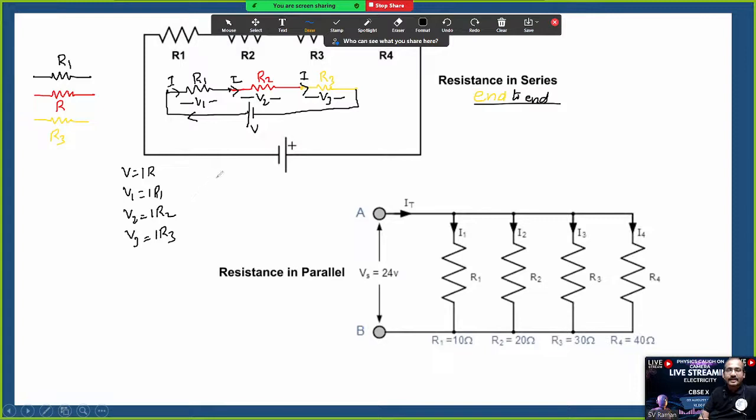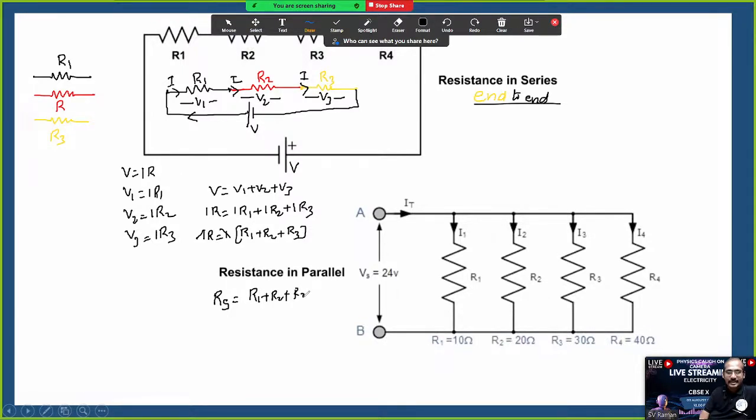Now let's say the potential V is equal to the combination of the individual potential differences V1 plus V2 plus V3. So IR is equal to IR1 plus IR2 plus IR3. Take I common: I times R1 plus R2 plus R3. So I will be cancelled. Finally, resistance in series is equal to R1 plus R2 plus R3.